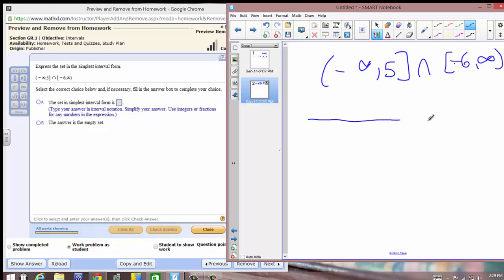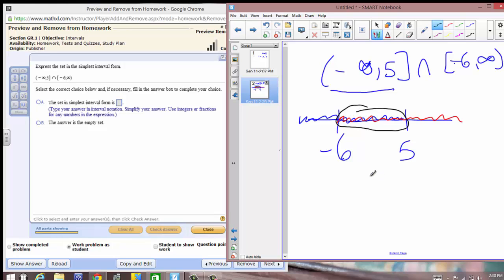Now looking at this on the number line, we have negative 6 here, we have 5 here. So the first one, negative infinity to 5, comes up to here, and we are intersecting that with negative 6 to infinity. So that would be this. So clearly here is our overlap region.